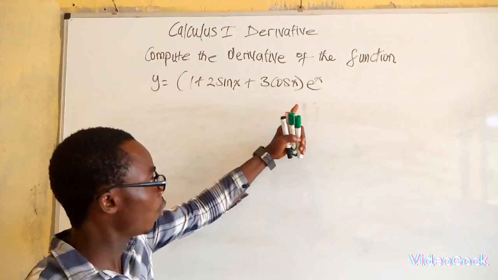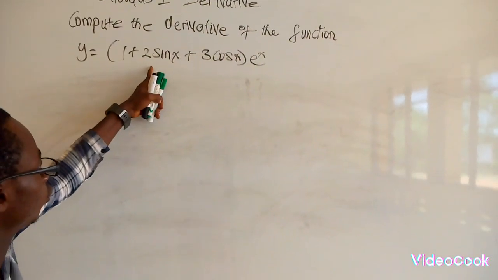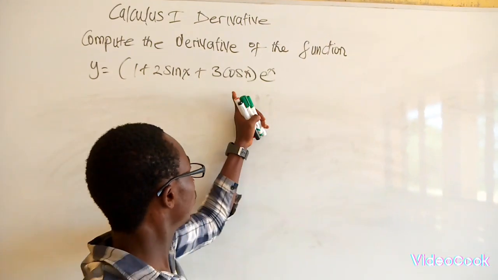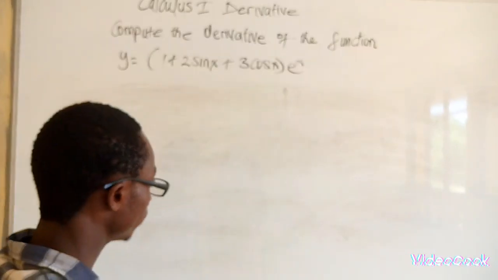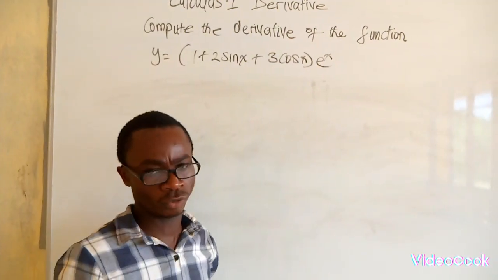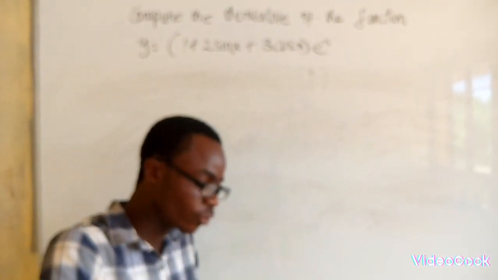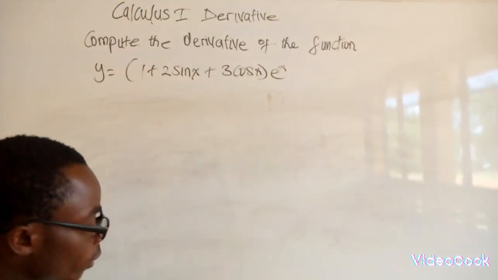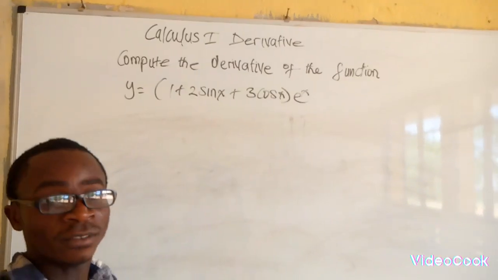Compute the derivative of the function y = (1 + 2 sin x + 3 cos x) e^x. Now, in this problem, differentiation itself has so many rules. We have the power rule, the product rule, the quotient rule, the chain rule. But which rule do you think we have to apply here to make this problem easy to solve?